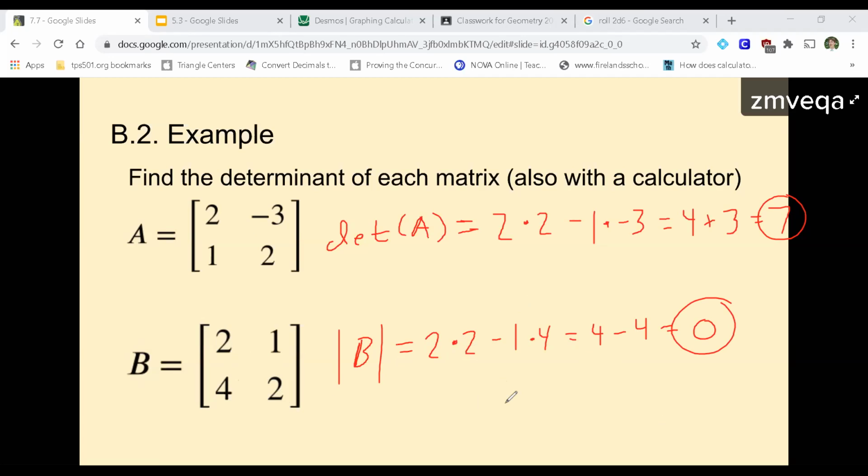Can you think of anything better you could be doing besides finding the determinant of a 2 by 2 matrix? I can't. Can't think of a single thing.